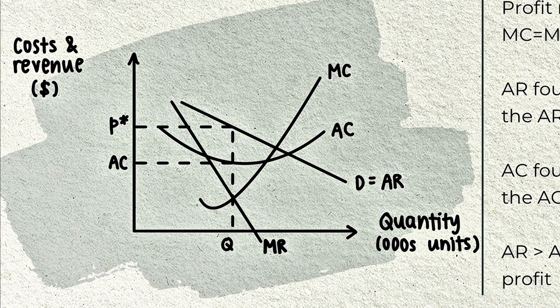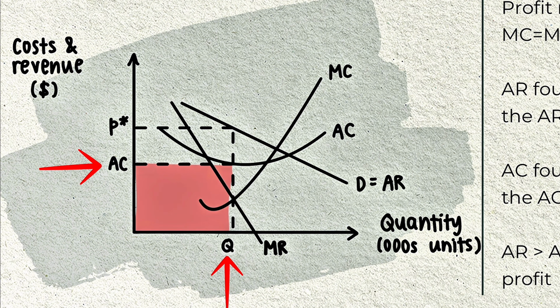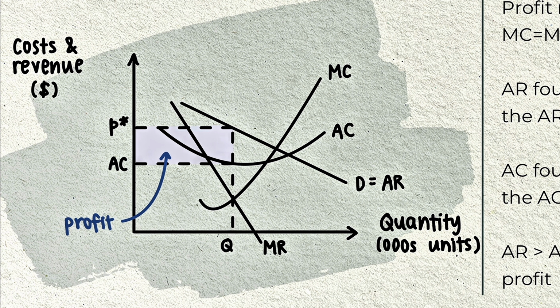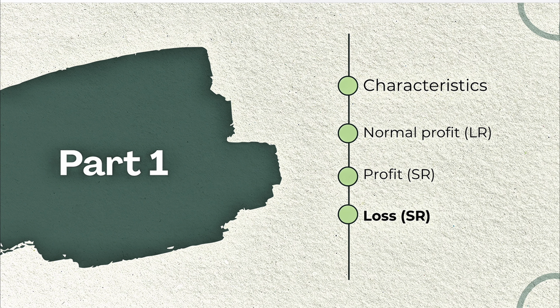Calculating the total revenue, which is P star multiplied by Q, gives us the green box, and the average cost multiplied by quantity gives us the red box. The difference between total revenue and total costs is the profits, which is indicated by the purple box. As a rule of thumb, when the average revenue is greater than the average cost, this will result in supernormal profit.